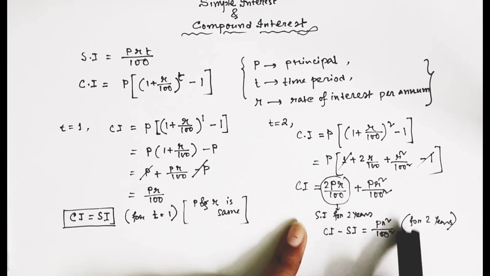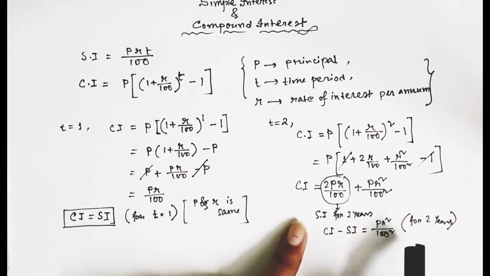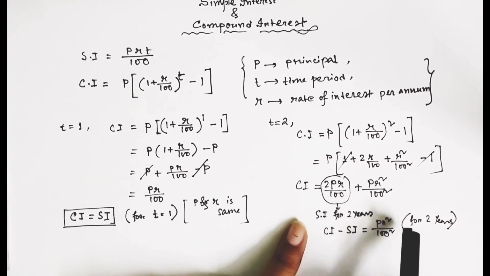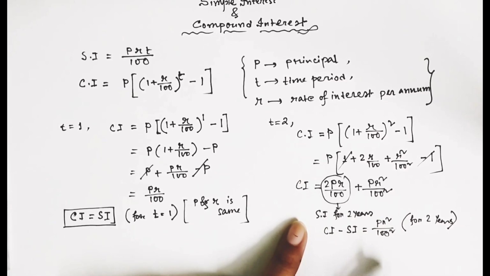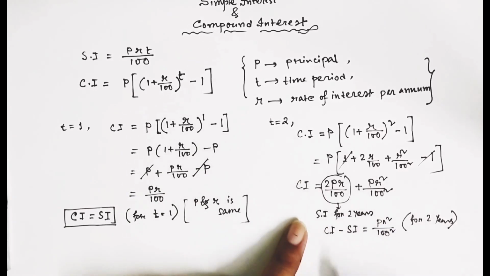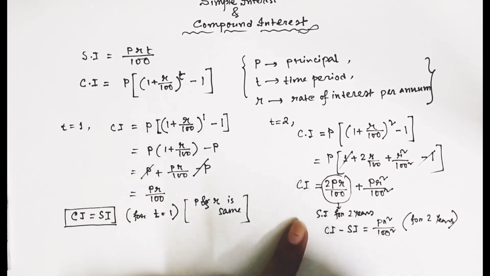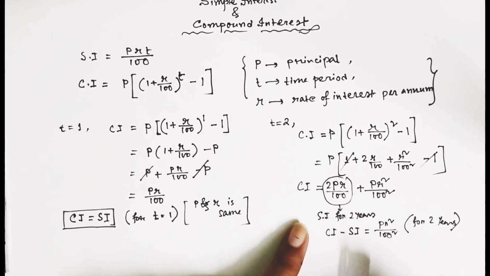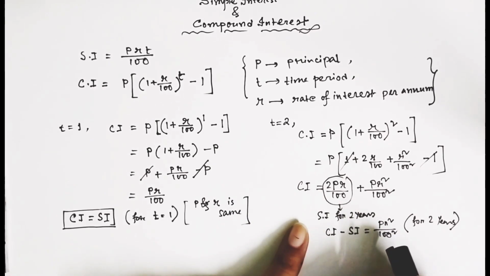This extra term PR square by 100 square represents the interest on interest that we will get only in case of CI. But why does this difference come? Because in case of SI, the principal is the same at the beginning of every year. But in case of CI, the principal will be different in every year. If we take an example, we can understand this more properly.